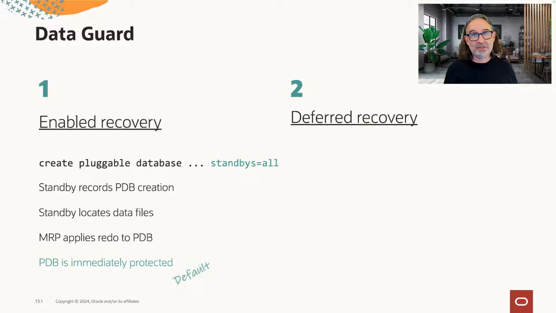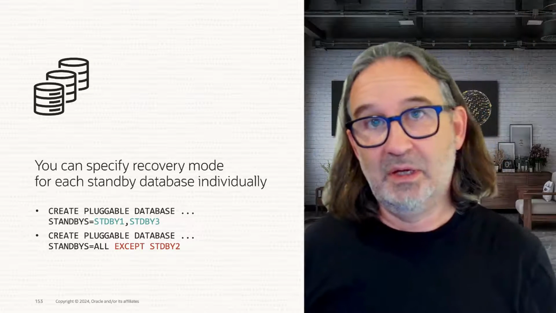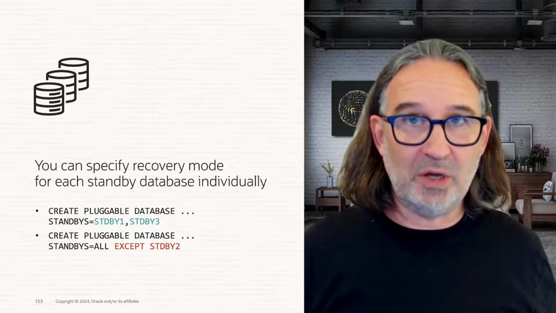The other option is, this is the default by the way, the other option is you create pluggable database, but with standbys none on the primary. Now, the standby side still learns about the creation of the PDB, creates it, but as an empty shell, and then it does not look for the files, the MRP process does not kick off, and you need to take care now to restore the PDB on the standby later on.